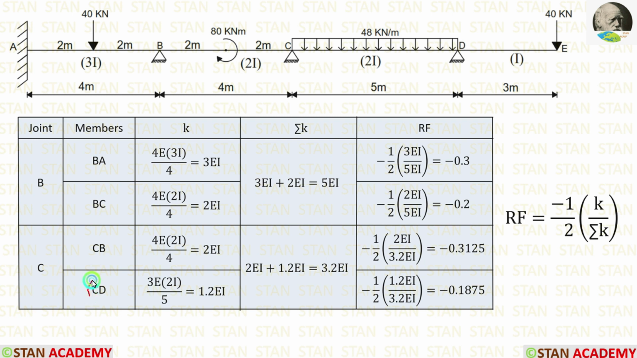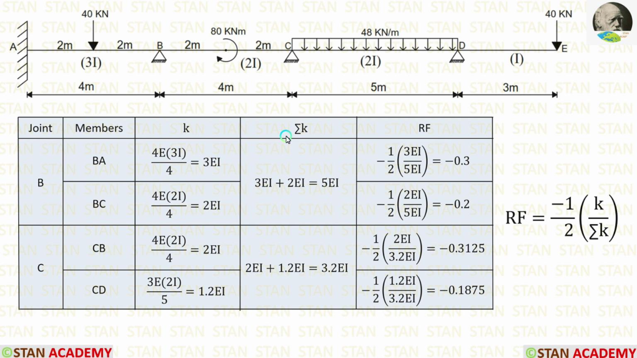Now let us calculate the stiffness for CD. For that, from the point C, we have to look at the point D. In the point D, we are having a hinged support. If the far end is hinged, the formula is 3EI by L. The length of CD is 5 meter and the moment of inertia is 2I. After applying, we are getting 1.2 EI. We have to be very careful. We cannot consider the point D as continuous because after the point D, we are having an overhanging span.